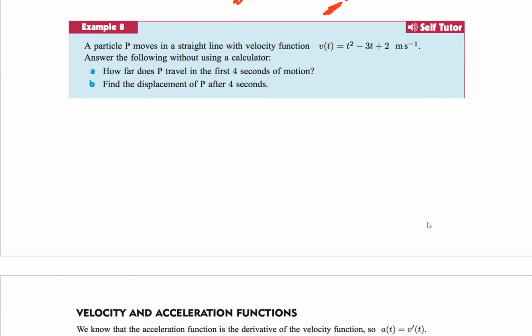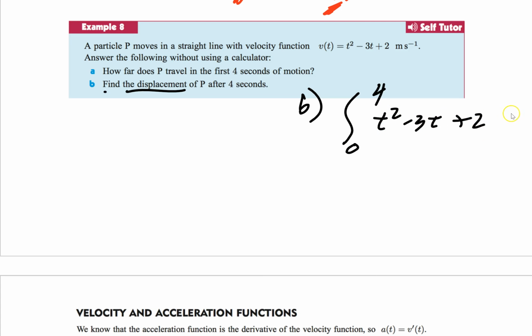So let's look at this one right here. A particle P moves in a straight line with velocity of this. Answer the following without a calculator. A, how far does P travel in the first 4 seconds of motion? B, find the displacement. So let's do B first. B is easier. Displacement, straight-out integral. So we're going to integrate from 0 to 4 of t squared minus 3t plus 2 dt. Because my variable is t, I don't put dx on this one. That's all you have to do there.